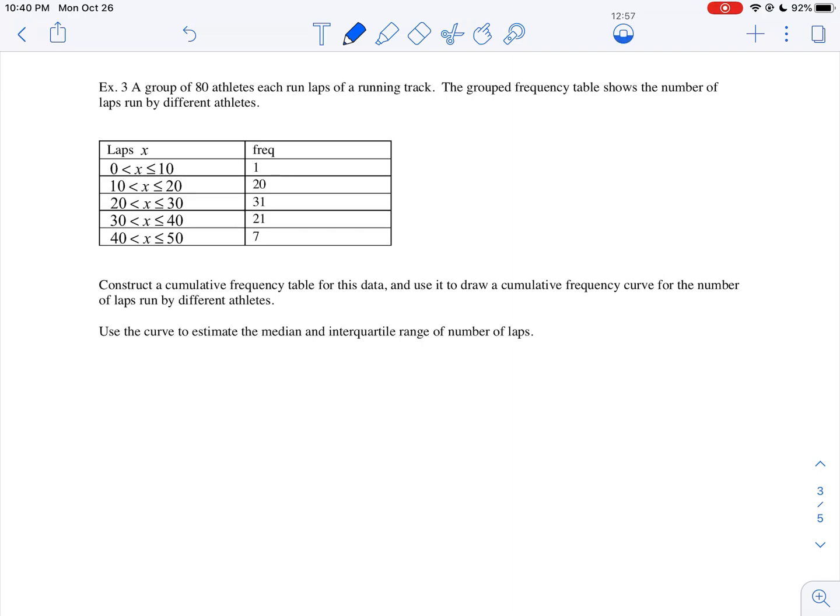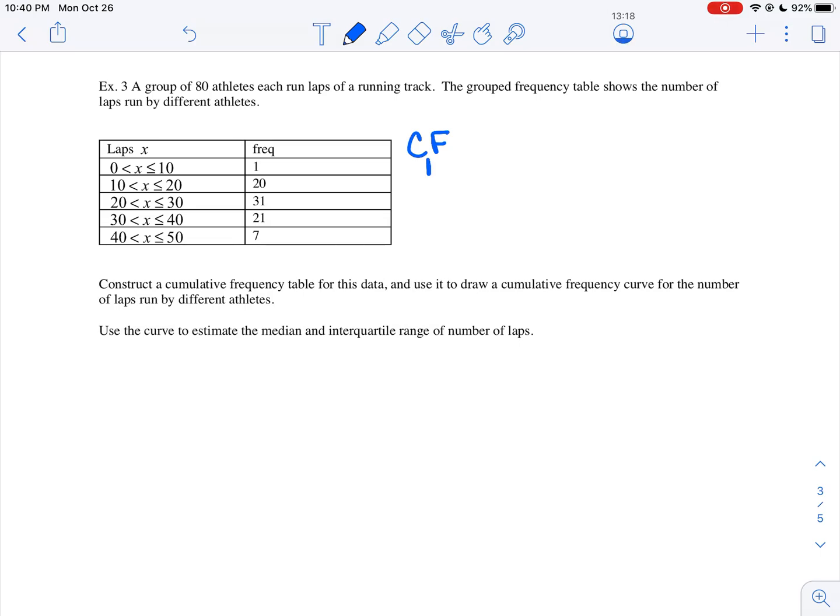So what we're going to do is look at something called a cumulative frequency, okay? So we're going to call it CF. After the 0 to 10, there's only one person who had done that.